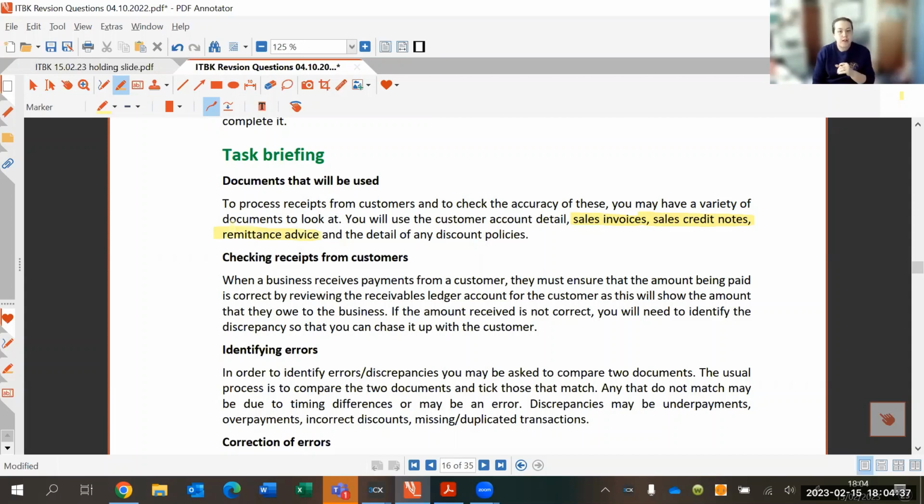the remittance advice. This is the document that your customer, when they pay you, will send. If they're going to pay by cheque, which isn't very common now, they usually send a remittance advice with the cheque, or they may email it over to you when they make an online payment via Bacs. What that remittance advice does is show what's being paid.